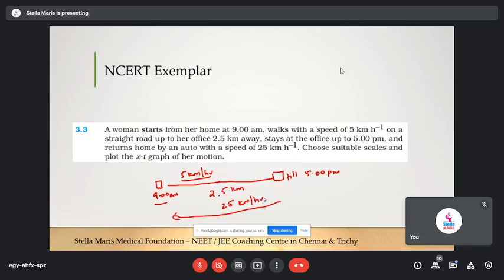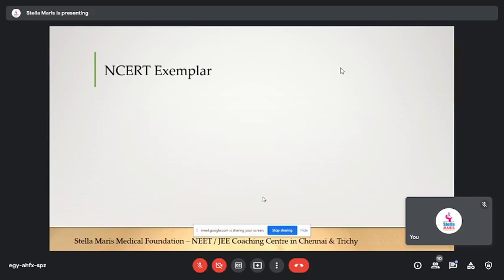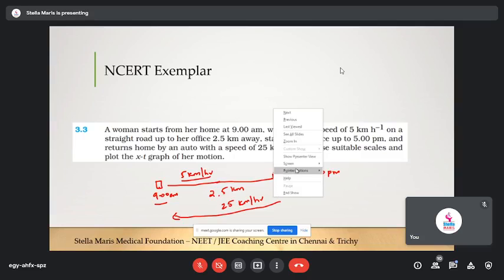Yes, sir. Okay, so any idea how we can solve this problem? Anyone? Any idea, can you try? Okay, I'll tell you. I can plot this graph like this. So let it stay here.